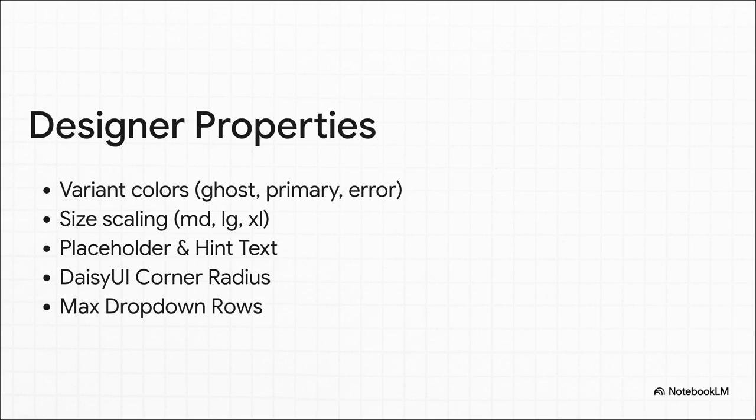You literally just select a variant color, like Ghost, Primary, or Error, from a drop-down menu. You pick a size scaling like MD, LG, or XL, type in your placeholder and hint text, and tweak the DaisyUI corner radius tokens to match your app's overall theme. You can even set the maximum drop-down rows before the menu starts scrolling. It's a total game changer.